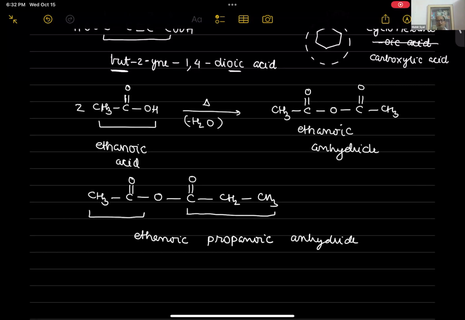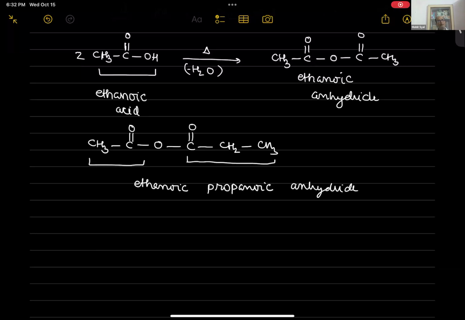Is it clear? Yes. It's a very simple way of naming anhydride. Just try to figure out what was the name of the parent acid from which the anhydride is made up of. Got it? Instead of writing acid, don't use the word acid. Just write the name up to oic. And if they are different, you have to write both the names. If they are the same, you just have to write one name and then put anhydride at it. Got it? Yes. Very easy.